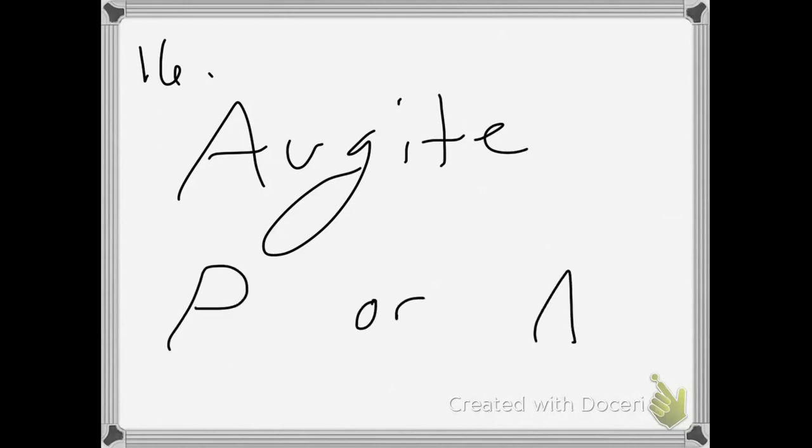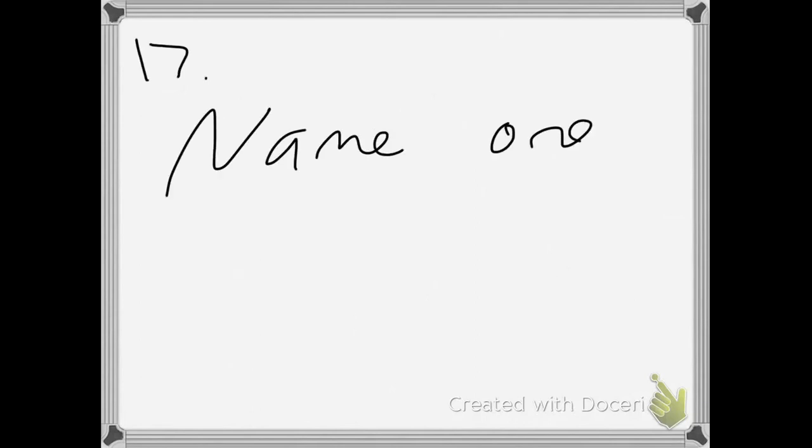Augite, which is a kind of a greenish-tinted mineral, is it a pyroxene or an amphibole? And of course, it's going to be the opposite of hornblende. It's going to be a pyroxene that has a single chain structure.